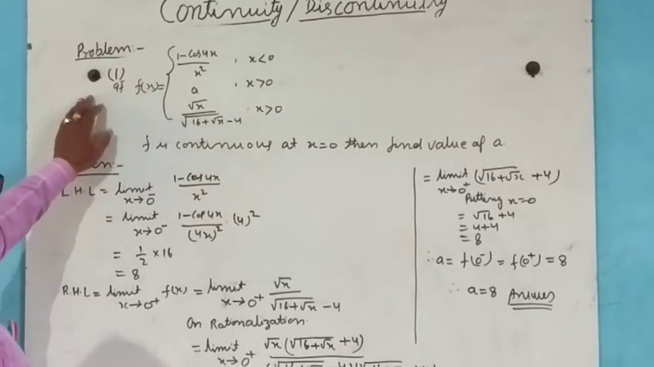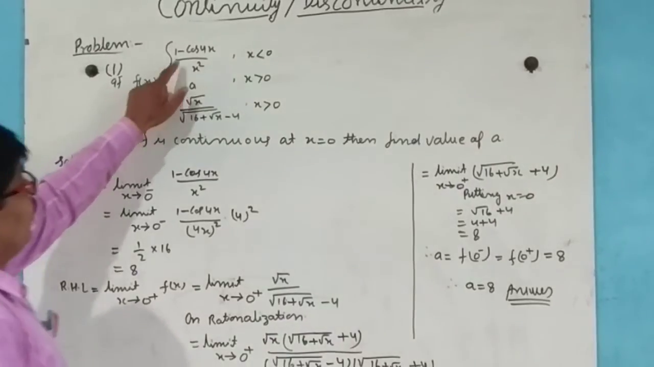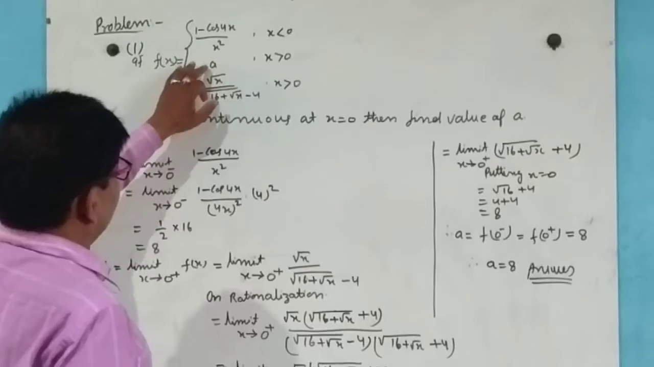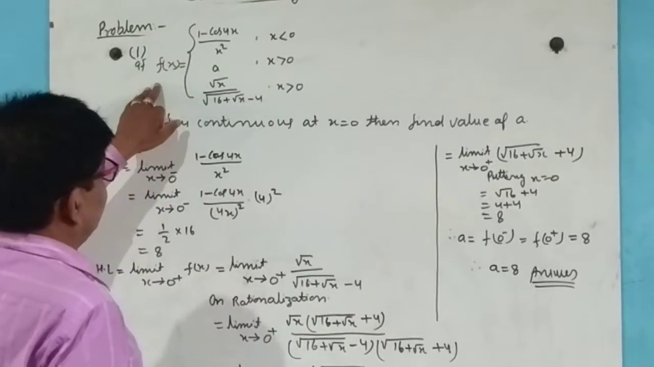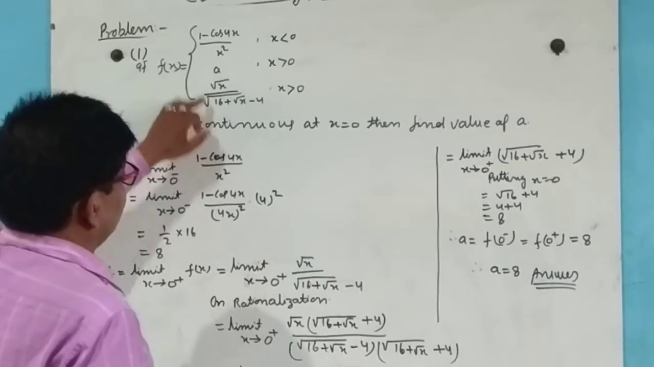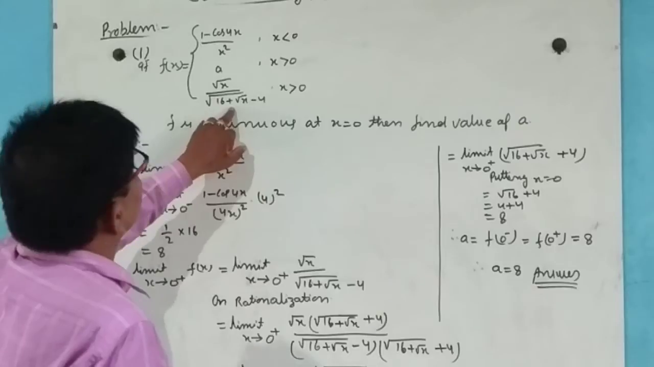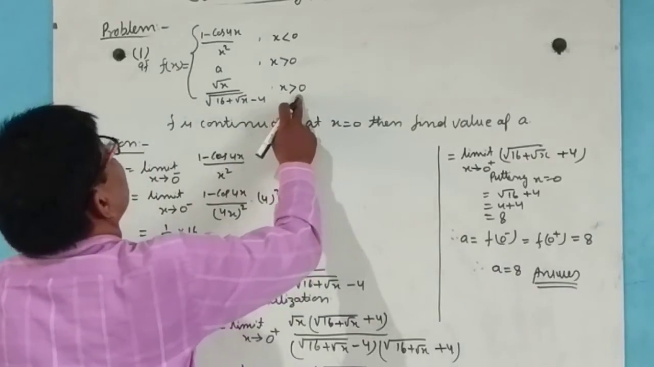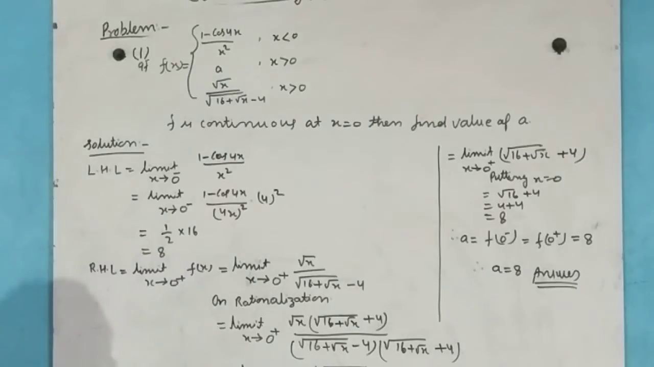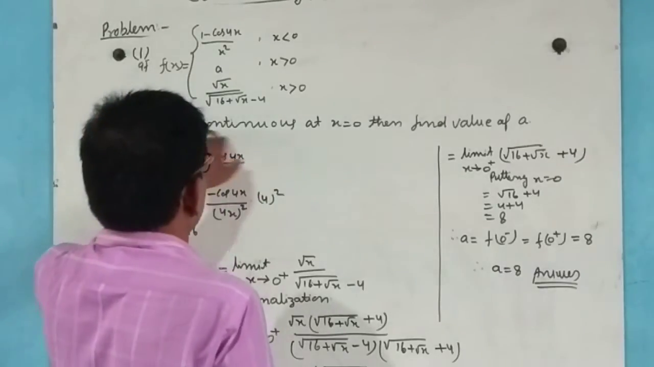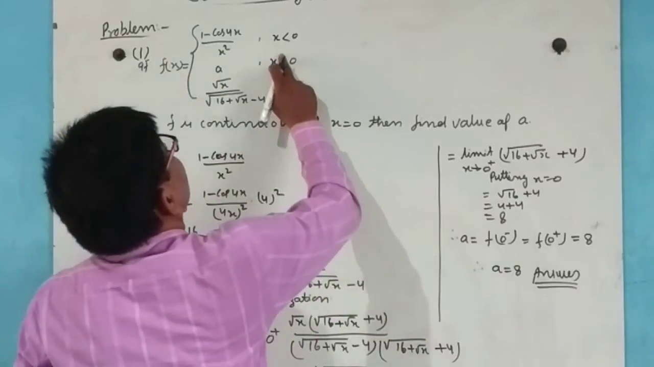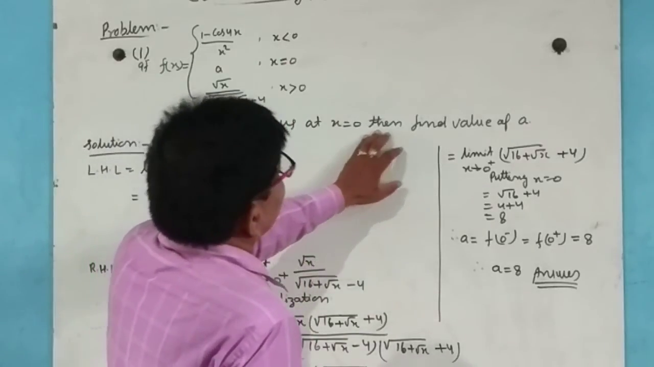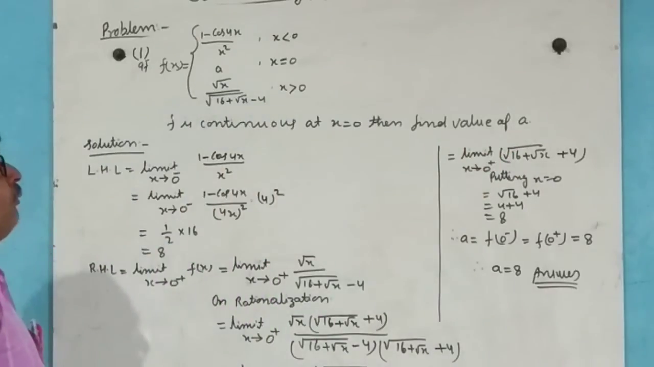Now, problem first: f(x) = (1 − cos 4x)/x² if x < 0, and equal to a if x = 0, and (√x)/(√(16 + √x) − 4) if x > 0. If f is continuous at x = 0, then find the value of a. We have to calculate the value of a.